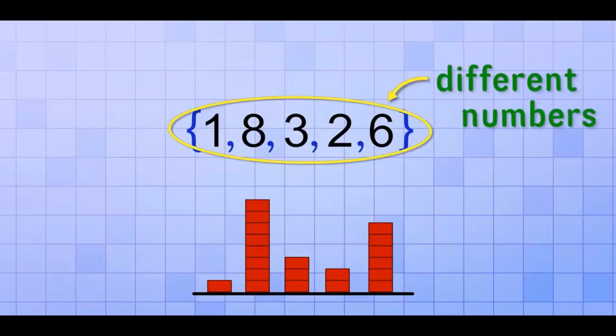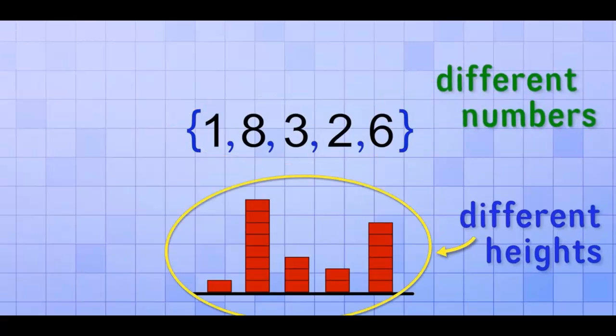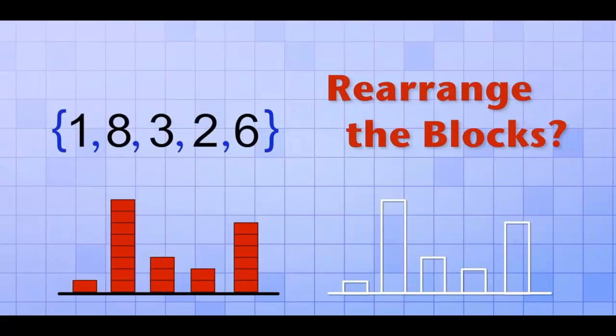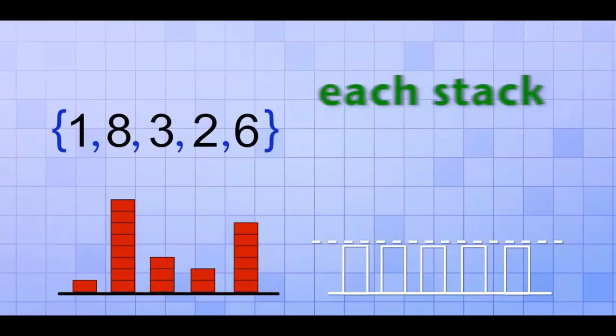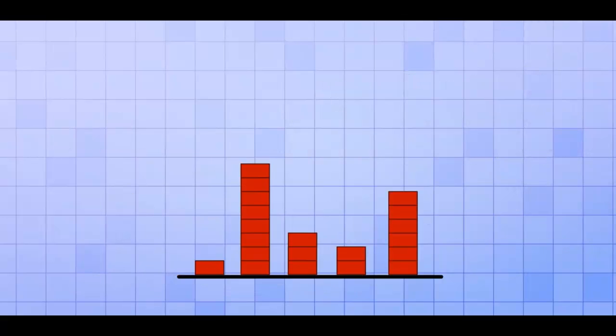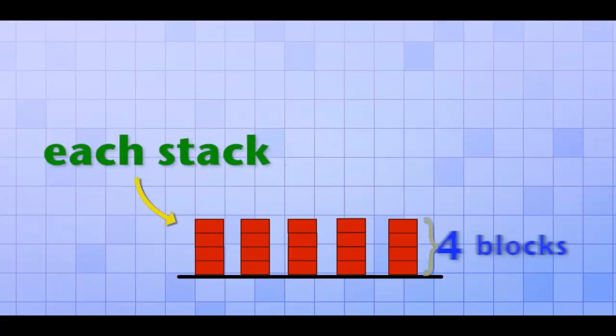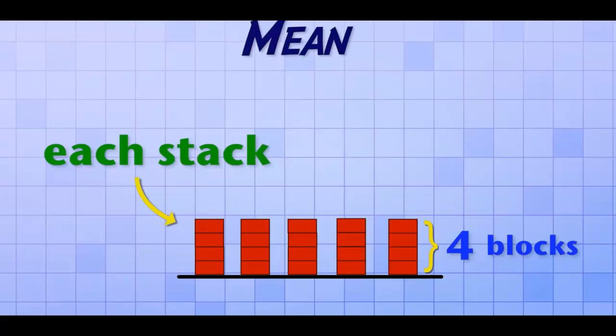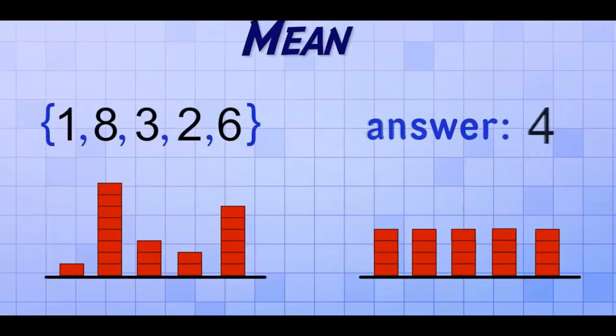Right now, since each of the 5 numbers is different, the stacks of blocks are all different heights. But what if we rearrange the blocks with the goal of making the stacks the same height? In other words, if each stack could have the exact same amount, what would that amount be? Well, with a bit of trial and error, you'll see that we have enough blocks for each stack to have a total of 4. That means that the mean, or average, for our original data set would be 4. Some of the numbers are greater than 4, and some are less. But if the amounts could all be made the same, they would all become 4. So that's the concept of the mean.